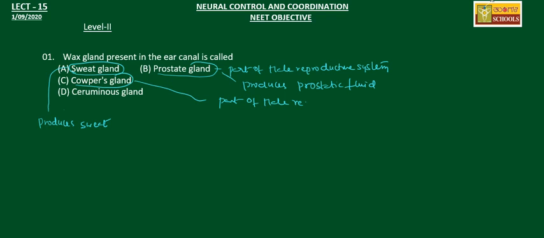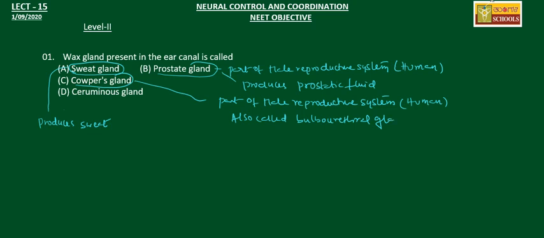Here I'm talking about the human male reproductive system and the bulbourethral glands. These Cowper's glands are also called bulbourethral glands. They are one pair and are located below the prostatic gland, and they produce a fluid.